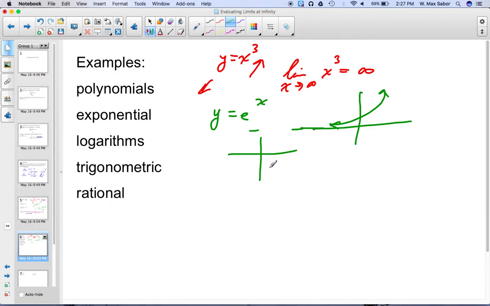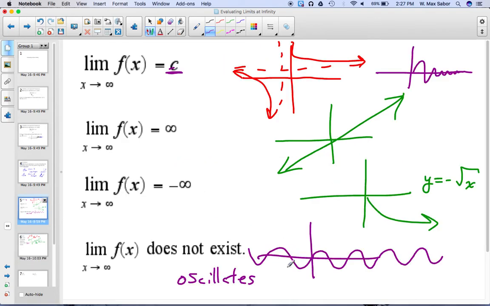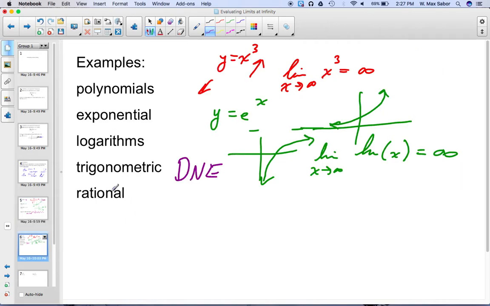Logarithms aren't defined at negative infinity. They're not defined for negative numbers, so there's no end behavior on the left, but the end behavior on the right is that they diverge. So the limit of natural log of x as x goes to infinity is also infinity. Trigonometric ones typically do not exist for the reason mentioned here. It typically oscillates. And rational functions have asymptotes.